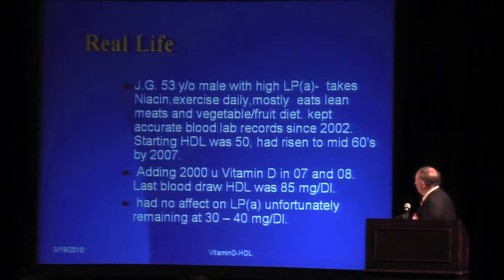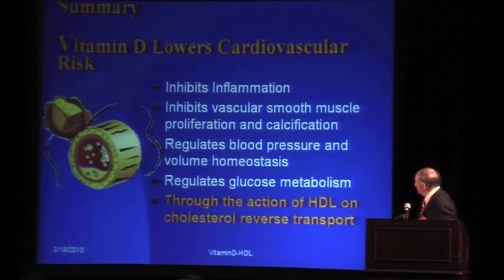By adding 2,000 units of vitamin D in 2007 and 2008, his last blood draw showed that his HDL level was up to 85 milligrams per dL. What did it do for Lp(a)? Nothing. Lp(a) stayed the same. But he was able to increase his HDL and associate the reverse cholesterol transport.